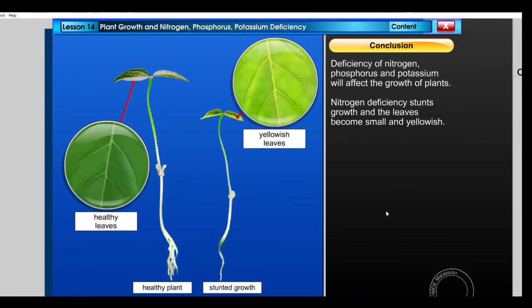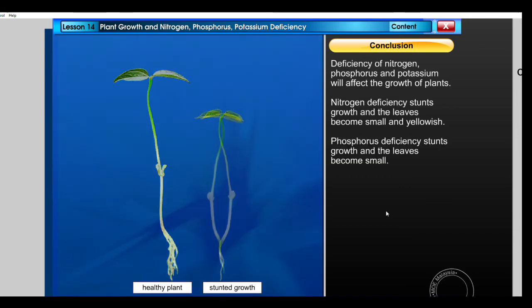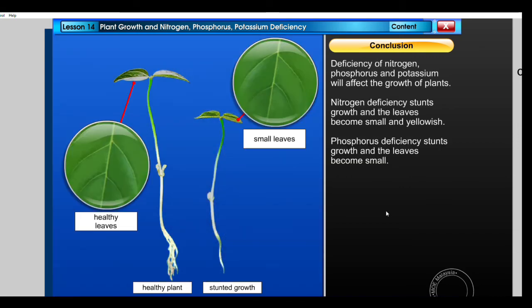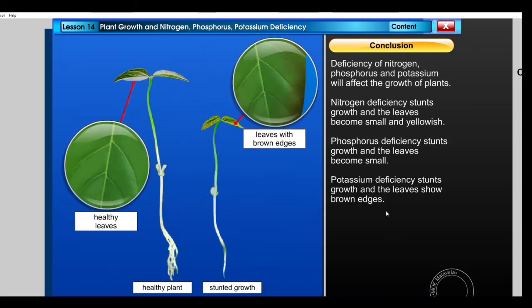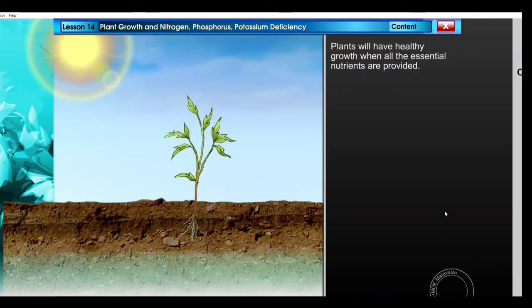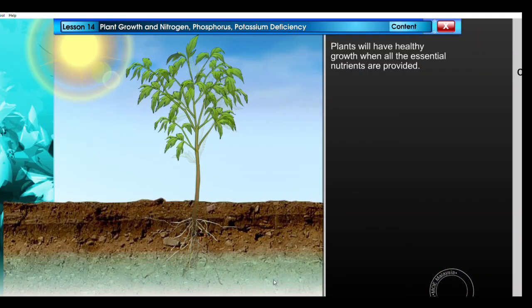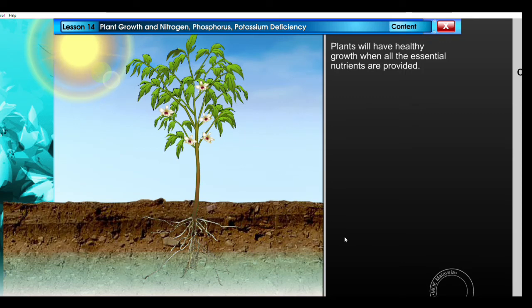Nitrogen deficiency stunts growth and the leaves become small and yellowish. Phosphorus deficiency stunts growth and the leaves become small. Potassium deficiency stunts growth and the leaves show brown edges. Plants will have healthy growth when all the essential nutrients are provided.